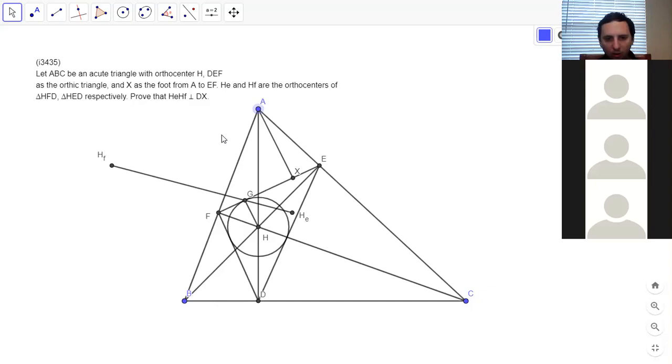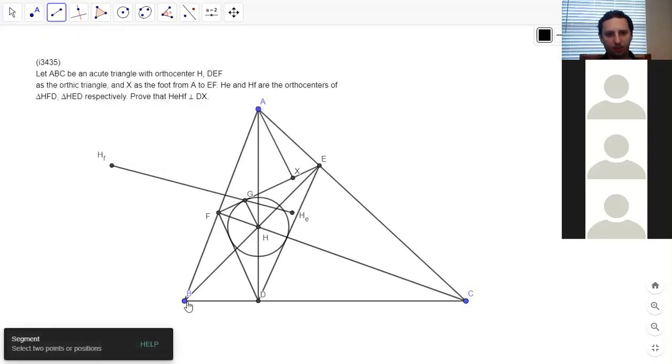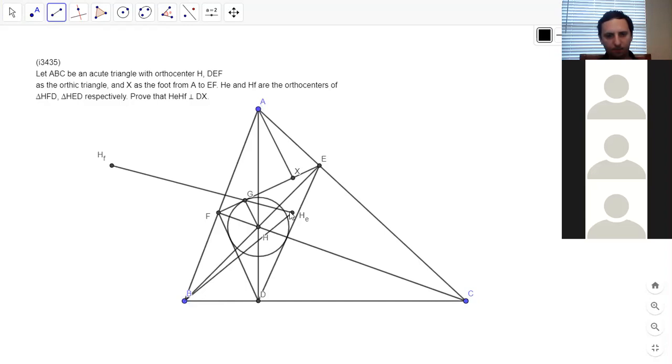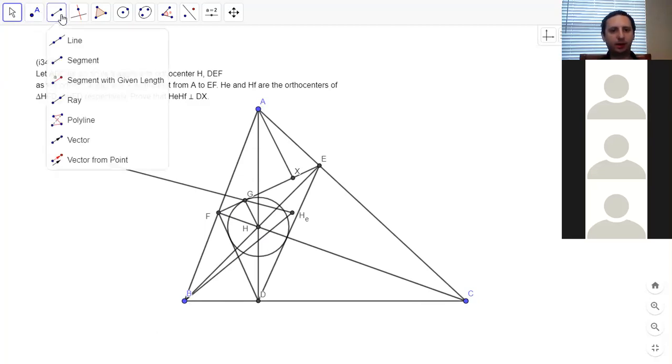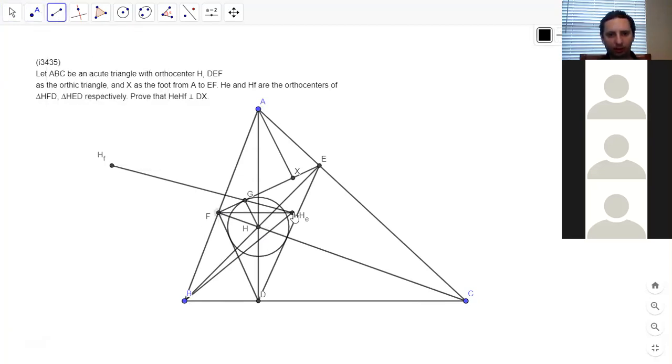Apparently, H_E and B are... if you connect B and H_E, can you connect B and H_E? I think it passes through the midpoint of FD. And also FH_FDB is a parallelogram. So these are both parallel.